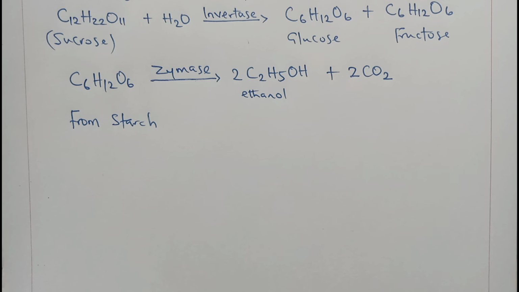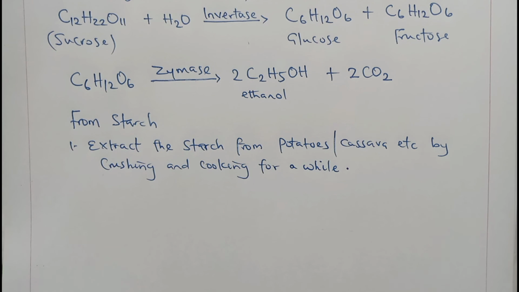Sometimes in questions they can ask you to write how to prepare or how to manufacture ethanol from potato. Therefore, the little thing you just need to let them know is that we extract the starch from potato, cassava. It can be sorghum, it can be maize, it can be yam, and you do this by crushing and cooking for a while. Then that will appear. Then we are going to add a malt, and that malt contains diastase. So the diastase will help us to convert the starch to maltose.